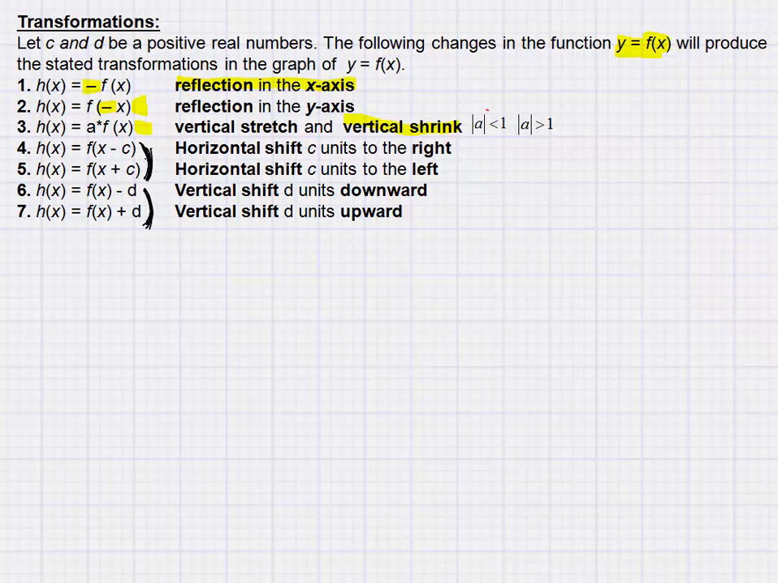If I add or subtract inside the function, it's a horizontal shift, and that's based off of c. If I subtract c, I move to the right. If I add c, I move to the left. And here, if I add or subtract outside, I do a vertical shift. So I do downward if I subtract d, and upward if I add d.